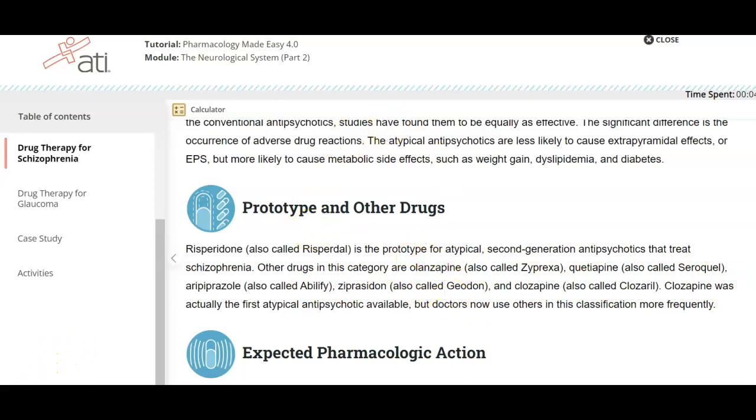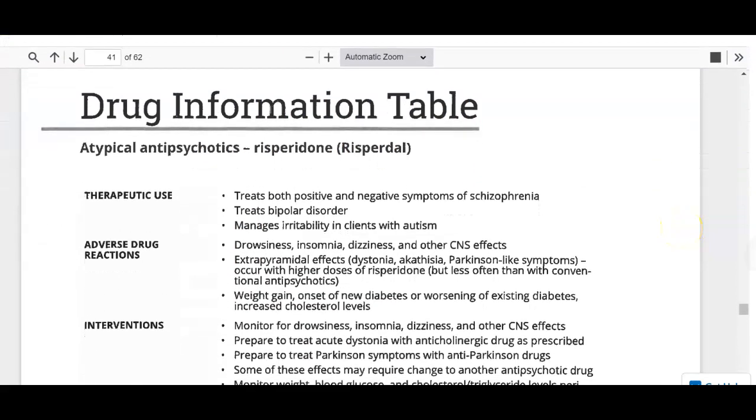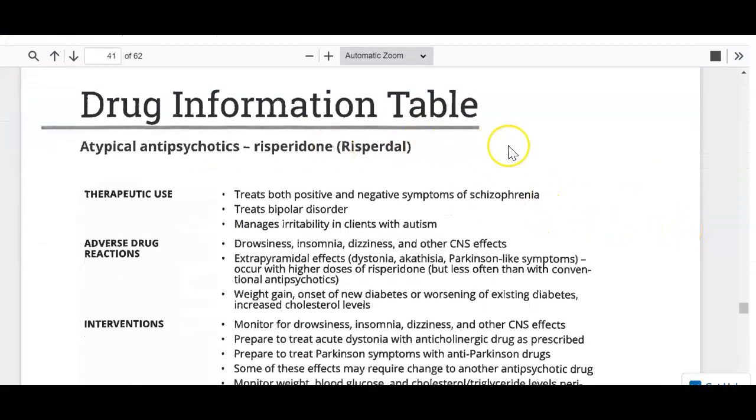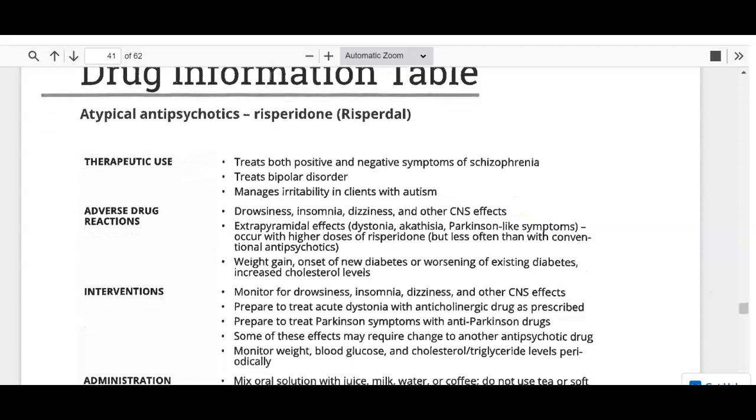Okay, so if we get back to the drug card, it is on risperidone, but again, I would write the other generic names out here, or if you're using the template, I would write it there. These atypical antipsychotics can treat both the positive and negative symptoms of schizophrenia, and that's not something we're going to discuss in this class because you'll identify it in your concepts class. Basically it treats both types of symptoms. It can treat bipolar disorder and also irritability in clients who have autism.